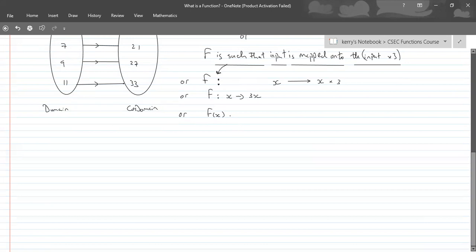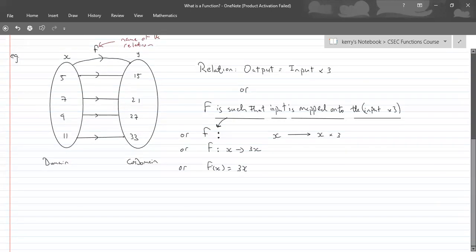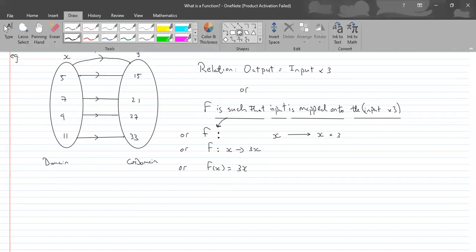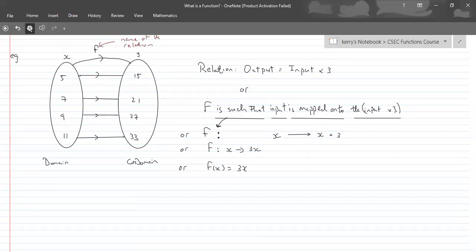Is equal to 3X. And that's what this means. So again, just to break down what this is telling us: this here represents the output, this whole thing here. This is telling us the relation: you take the input X, and to get the output, you take X and multiply it by 3. So let's break this down a little bit more so you can see it better.